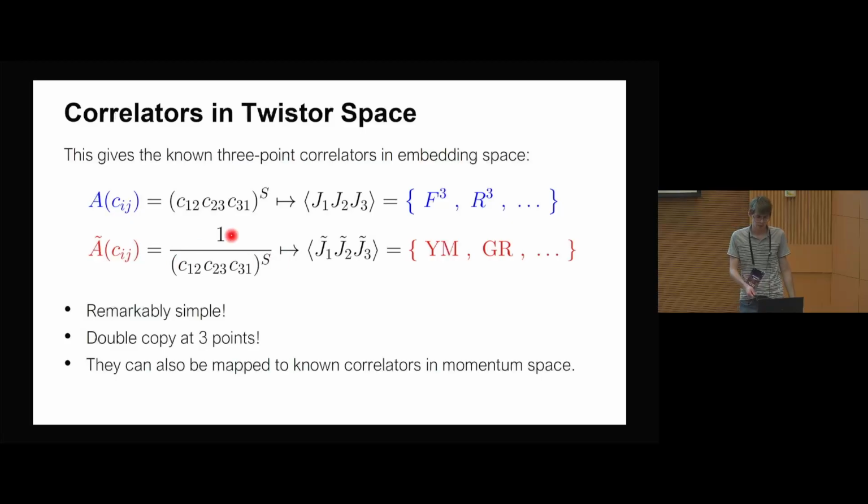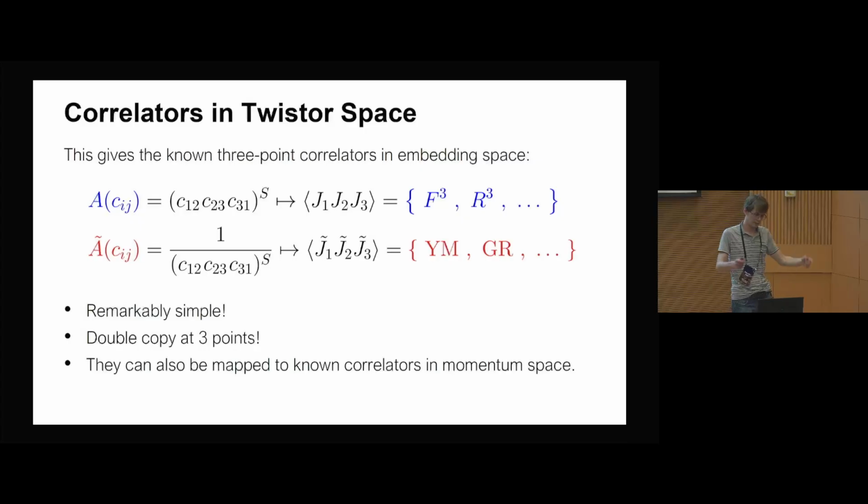We computed explicitly these three integrals and mapped the first twistor correlator that we bootstrapped in the first line to the three-point correlator in embedding space that arises from higher derivative interactions in the bulk, like F cubed for spin 1 or Riemann cubed for spin 2. And secondly, we also mapped the second twistor correlator to the correlator in embedding space that arises from leading interactions in the bulk, like Yang-Mills for spin 1 or GR for spin 2.